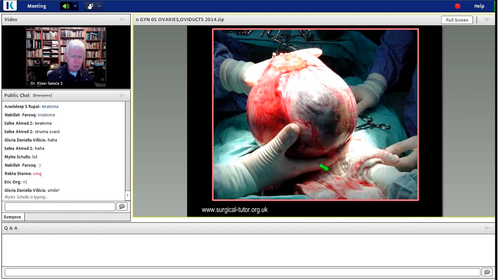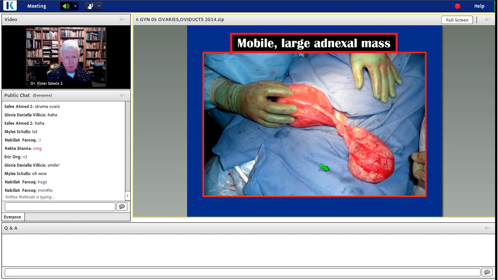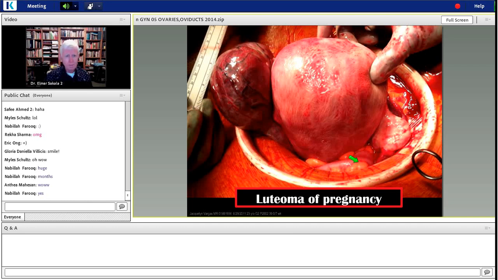Now this is a pretty big one. Why would you take this one out? How long had it been there? This is huge. This is a hydatid cyst of Morgagni, a para-ovarian cyst. It's not neoplastic, it's really an embryological remnant. But can you see how long the pedicle is here? Can you see how easy this would be to torse, to cut off the blood supply?